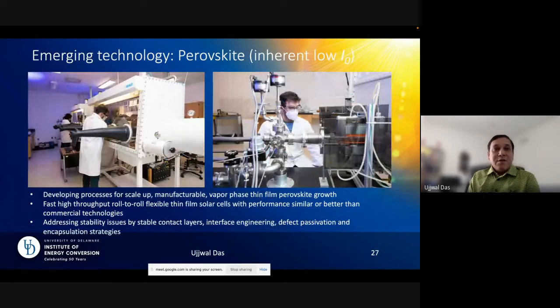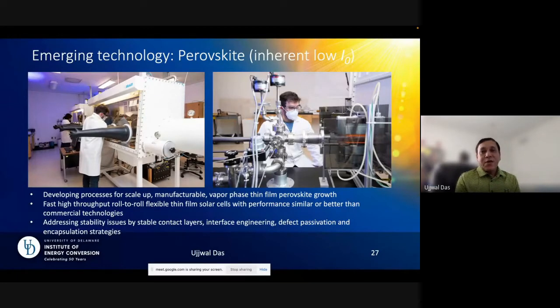The other technology, which came up in the last 10 years or so, is a very important material called perovskite. It's an emerging technology, and the advantage of this material is that it's inherently low I0. But it does have other challenges. First of all, you need to grow these films as fast as you can and as big as you can, and there are a lot of processing challenges that we are addressing.